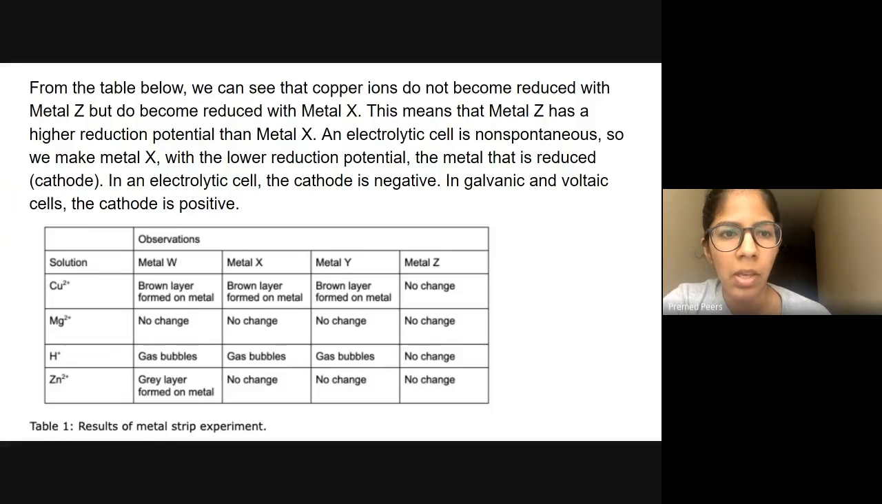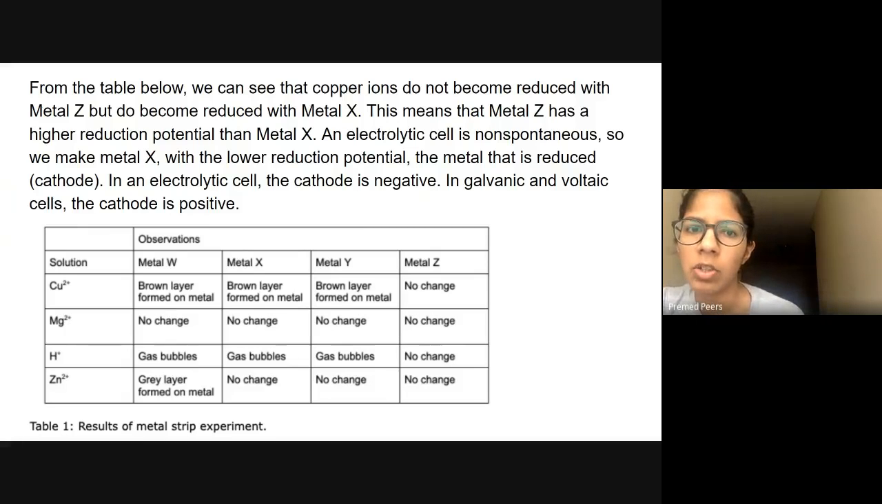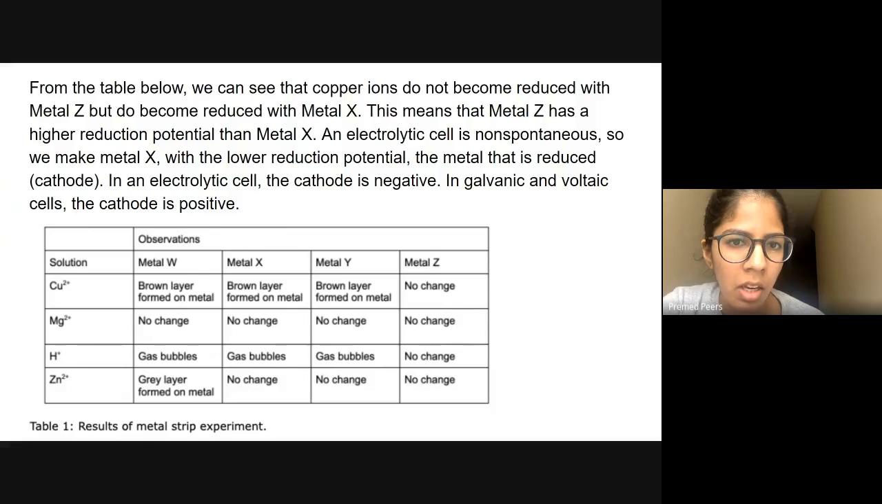So metal Z has a greater reduction potential, but this is an electrolytic cell, so it's going to be non-spontaneous. Metal Z is going to be the one that gets oxidized. The answer choices had cathode and reduced in them. If metal Z is oxidized, that's the anode, so metal X is reduced and it's the cathode.